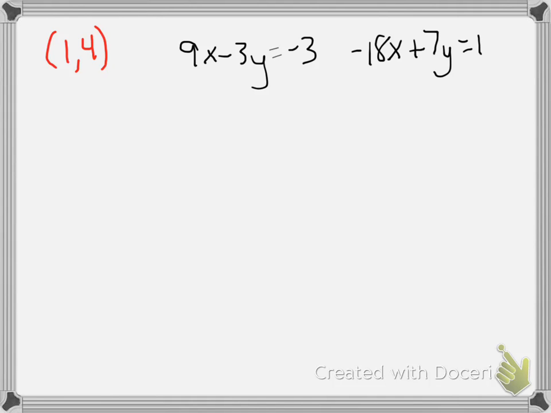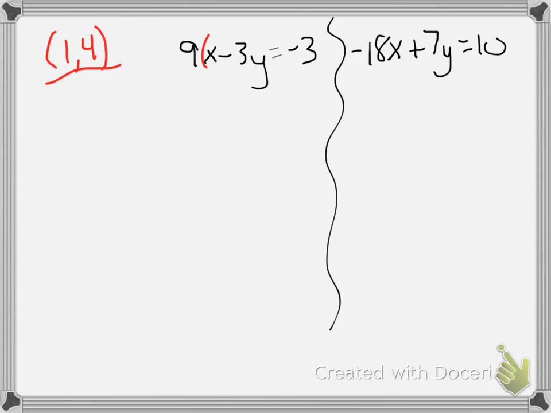I'm going to rewrite my equations again. My equation was 9x minus 3y equals negative 3, and the other equation was negative 18x plus 7y equals 10. So those were my two equations. So if this is true, and this 1, 4 is the solution, then it should work. It should make it true for both equations.